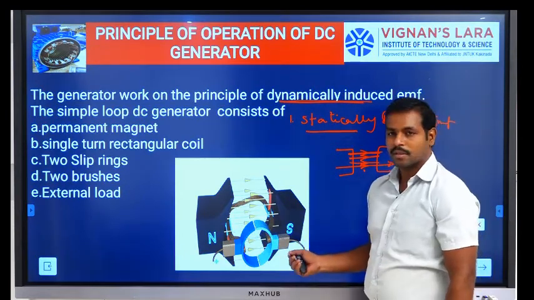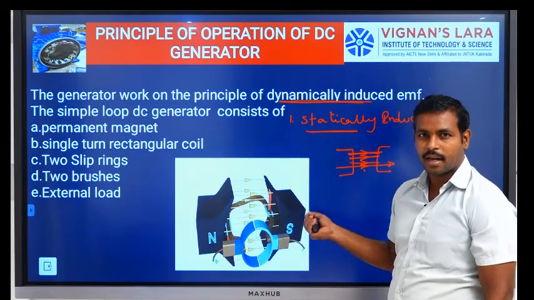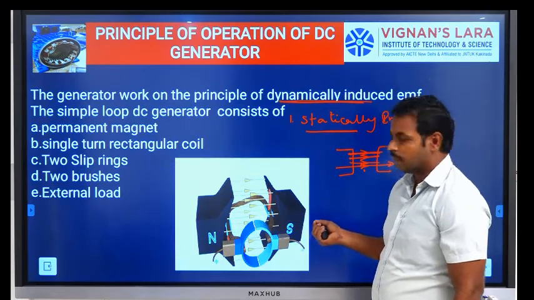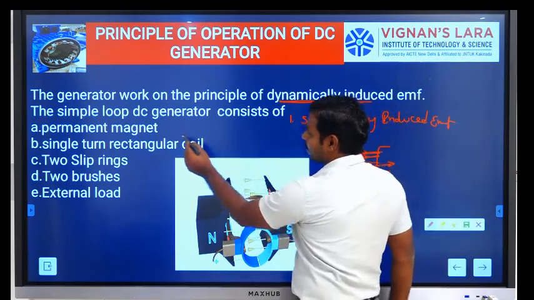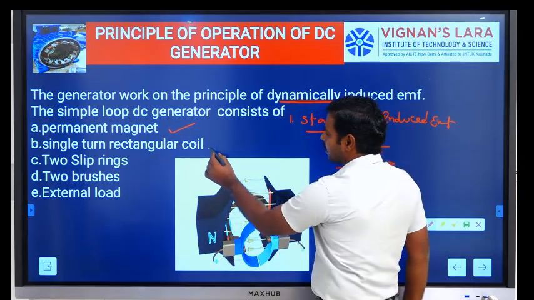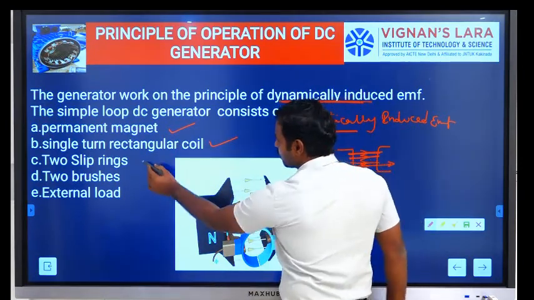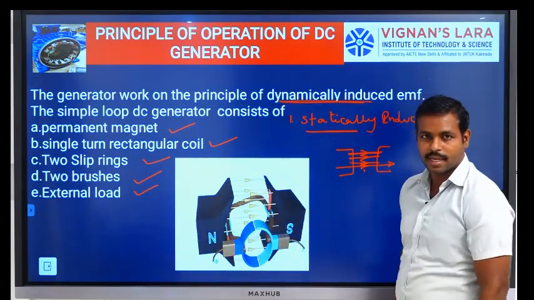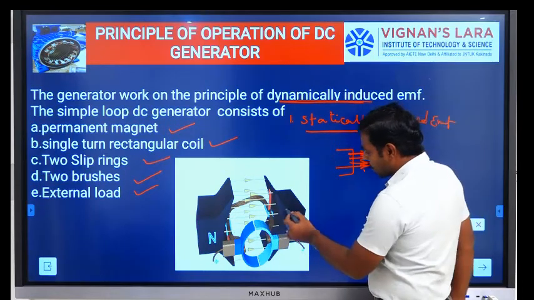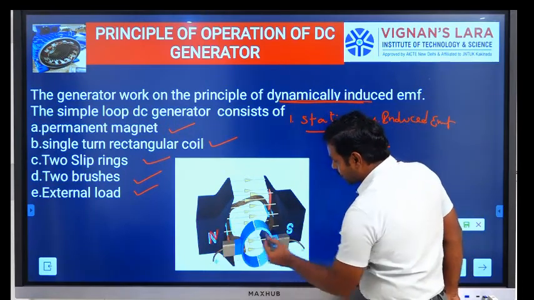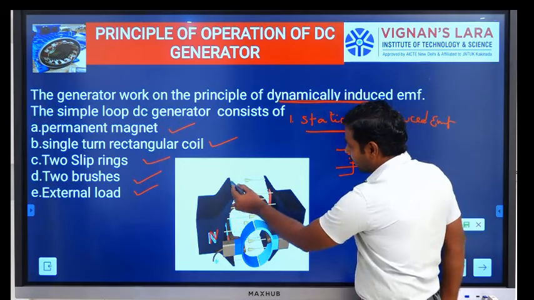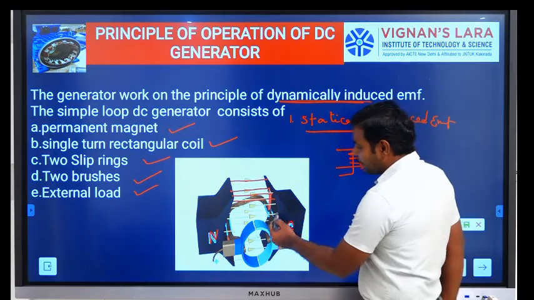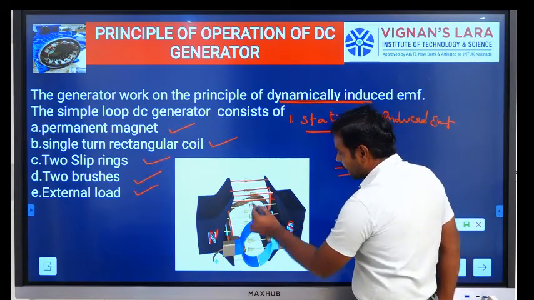In this operation, how does it generate the alternating supply, or how does it generate electrical energy? It always requires a permanent magnet, a single turn rectangular coil, two slip rings, two brushes and an external load. These two are the permanent magnet, north pole and south pole. Magnetic lines pass from the north pole to the south pole. In between these two we can place two conductors.